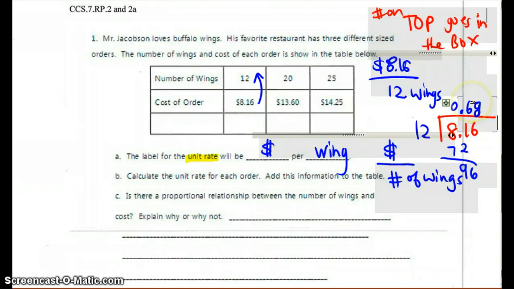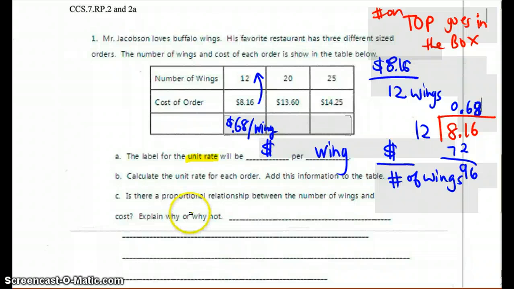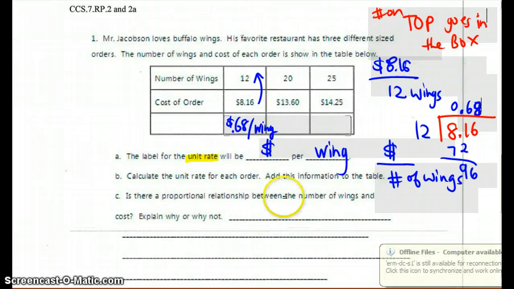Okay, I got 0.68, which means that, because the unit rate is dollars per wing, for the first one, it's going to be 68 cents per wing. I'm putting it into the table because that's what it wants me to do. I'm going to do the same thing for each of those, so go ahead and fill out the rest of the chart together. And then you'll be able to answer question C. Is there a proportional relationship between the number of wings and cost?